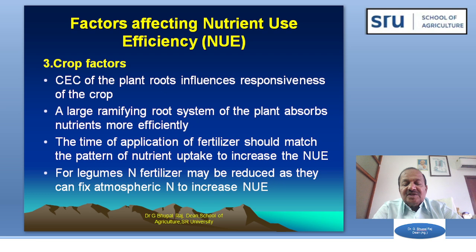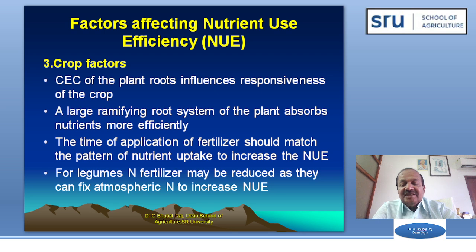For legumes, nitrogen fertilizer may be reduced, as they can fix atmospheric nitrogen, to increase the nitrogen use efficiency. It is a known fact. Legumes have nodules on the roots and stems. They will fix atmospheric nitrogen.